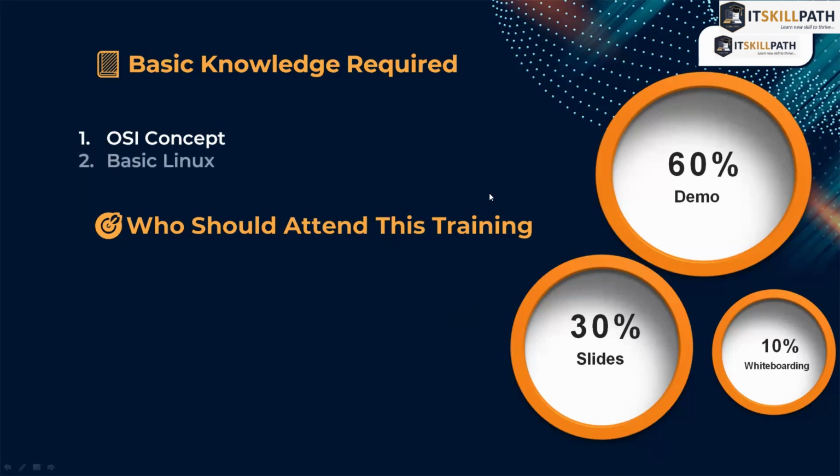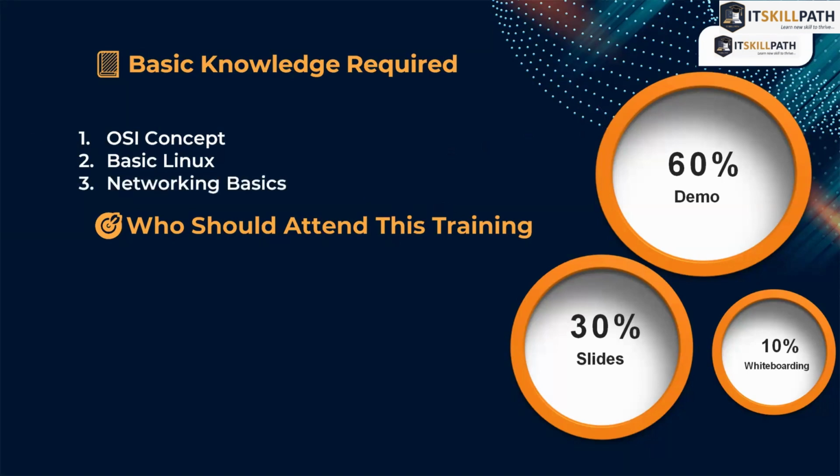OSI concept. Basic Linux: if you have a basic Linux understanding, it's good to have. If you don't, then it's fine, I'll cover basic Linux topics in this class. But if you already have knowledge of basic Linux, that would be good, because F5 is built on TMOS, which is built on Linux only. So there are two shells. When I start the class, I'll show you how it works. Next class, after 11, I'm going to show you the lab.